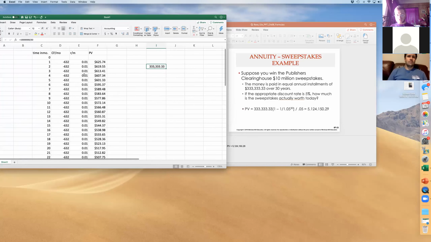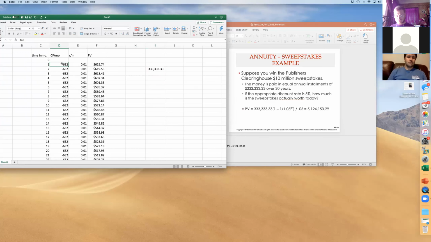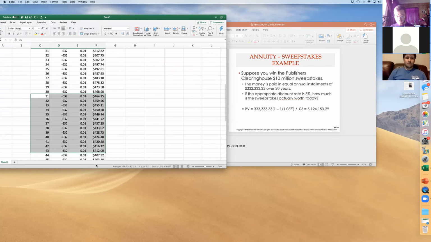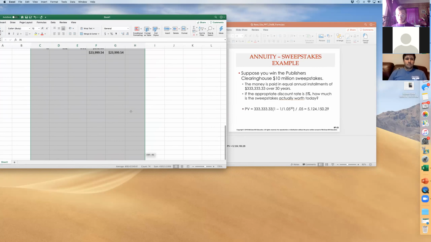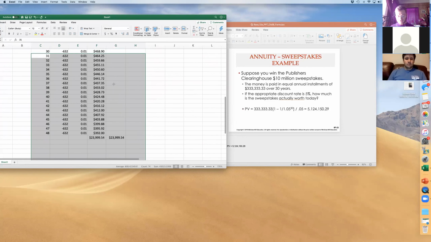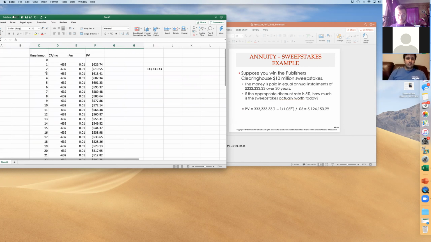Since this is over 30 years, I'm going to have a timeline that is now going down to 30. Whoa, going down to 30. And note that I've changed now to years. I'm not talking months in this column anymore. I'm talking years. Excel does not know that. Excel has no idea if that one is your first month, your first day, your first year. It has no idea.